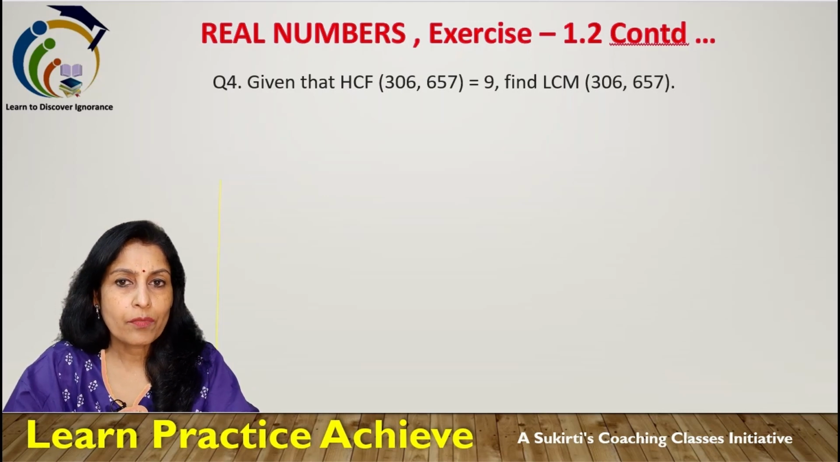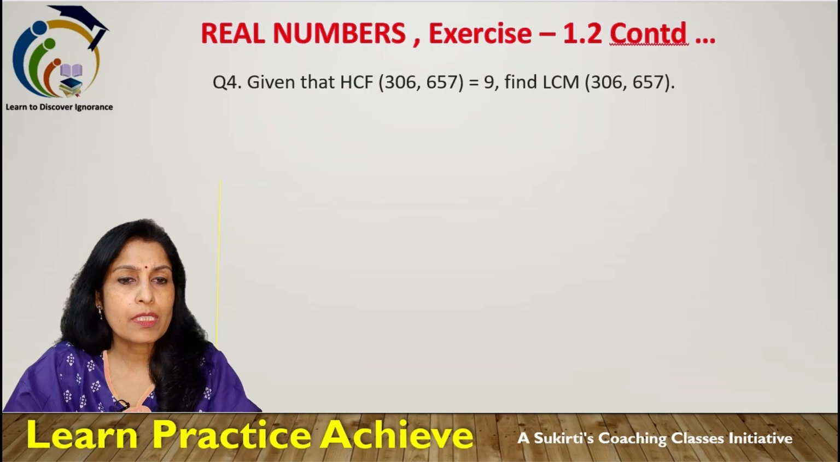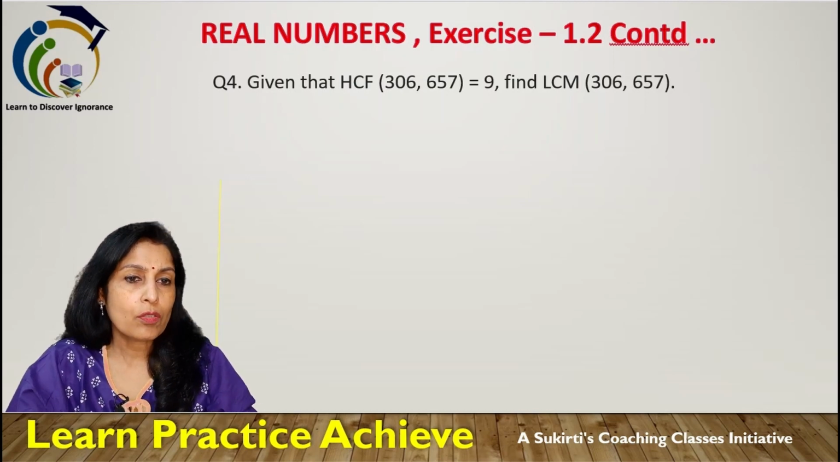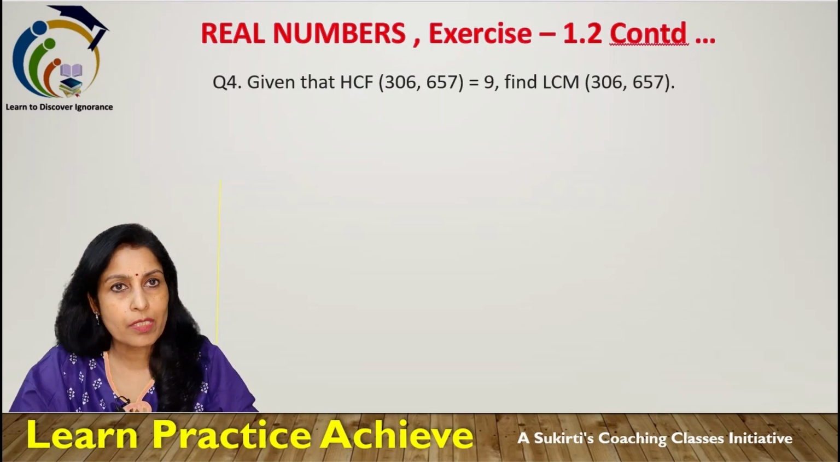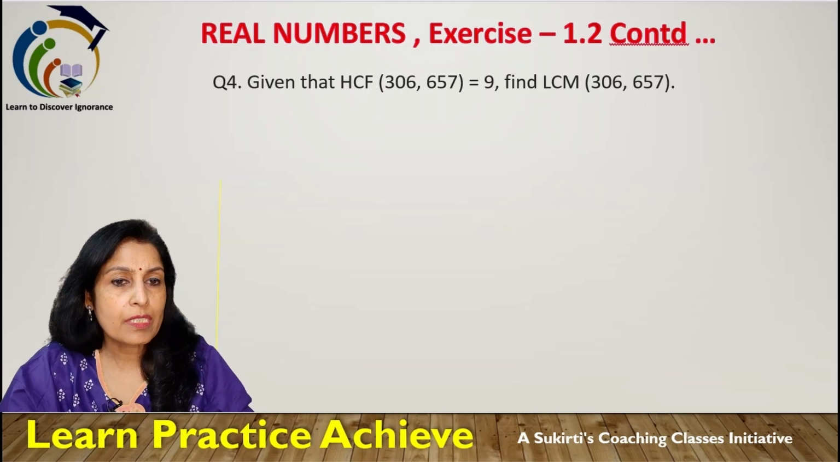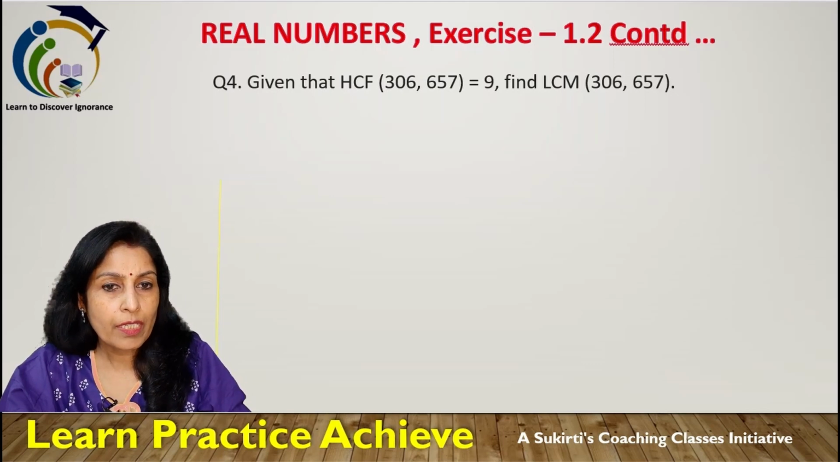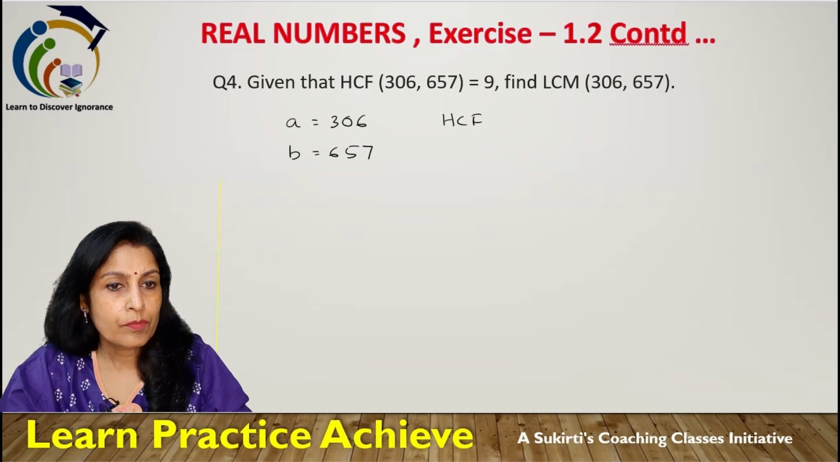Question number 4 is: given that HCF of 306 and 657 is equal to 9, you have to find out the LCM of 306 and 657. So here A is equal to 306 and B is equal to 657. These are the two numbers given, and HCF of A and B is equal to 9. Now you have to find out what is the LCM of A and B.